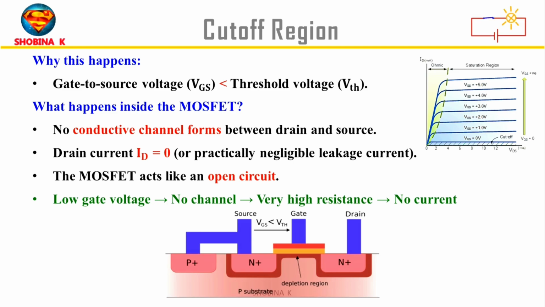Think of a tap. Unless you turn on the handle enough, no water comes out. Same way, unless VGS crosses the V threshold, the channel won't open. In cutoff region, the gate voltage is too low, so the channel doesn't form. Since there is no channel, no current can flow. That means high resistance. Almost it's like an open switch, so no current flows. In cutoff region, the most important thing to remember is the drain current ID is zero, no matter what drain to source voltage is. Even if drain to source voltage is high, the MOSFET won't conduct because gate to source voltage is not enough to form the channel.